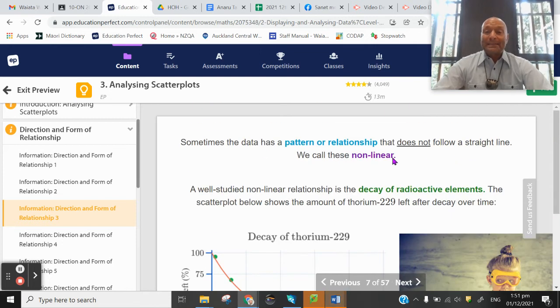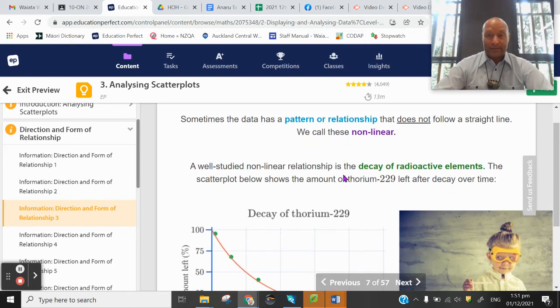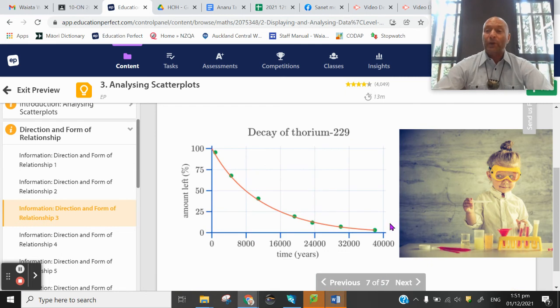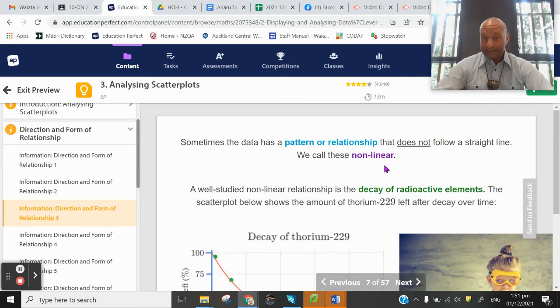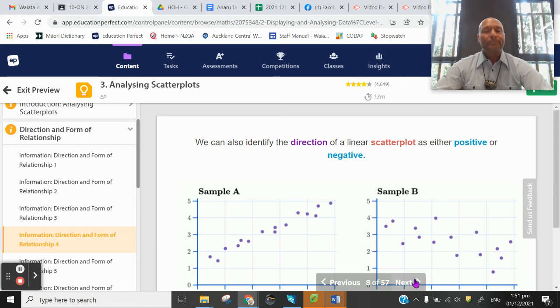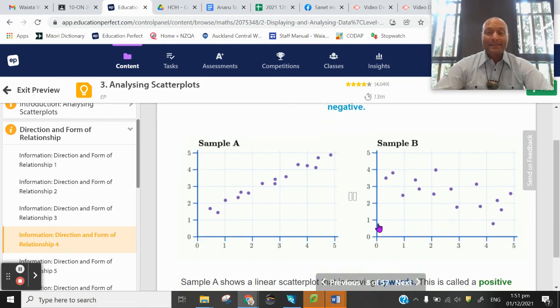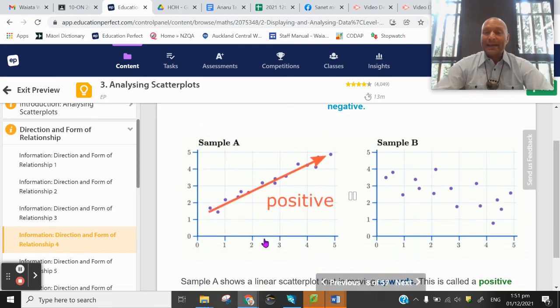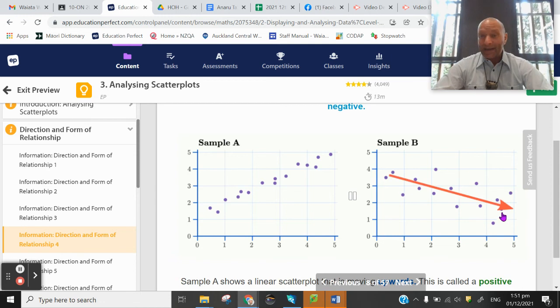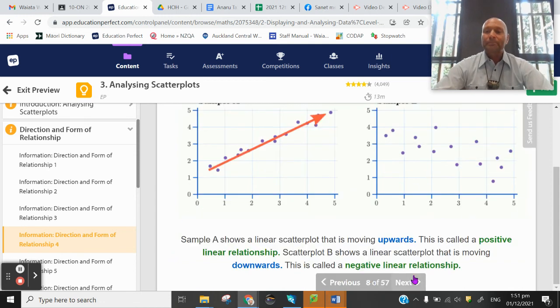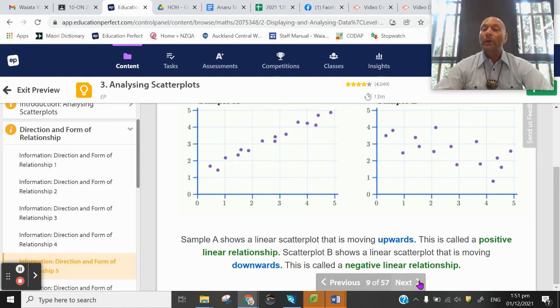Also, sometimes the data has a pattern that does not follow a straight line. If the data points seem to curve, we will say it's a non-linear relationship. Going up to the right is a positive relationship. If they go down to the right, that is negative. In other words, if the x-axis numbers go up and the y-axis numbers go up, that is a positive relationship. If, as x goes up, y goes down, that's a negative relationship. Please feel free to add those to your notes.